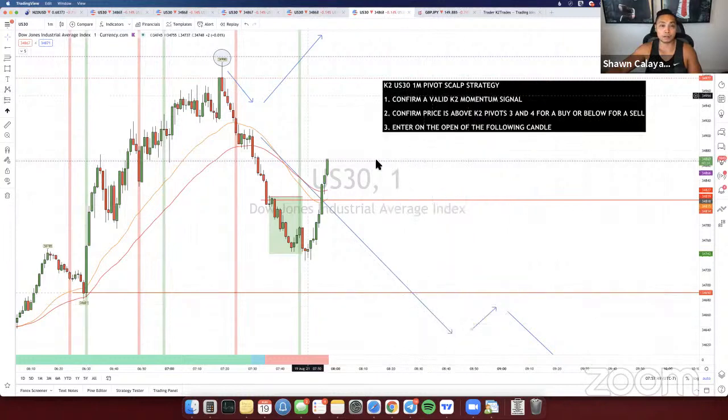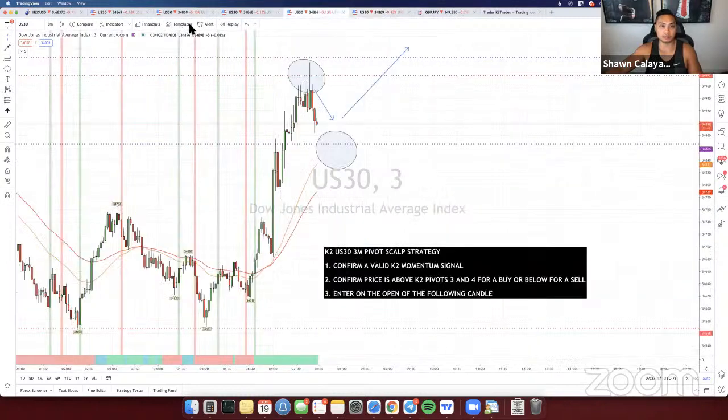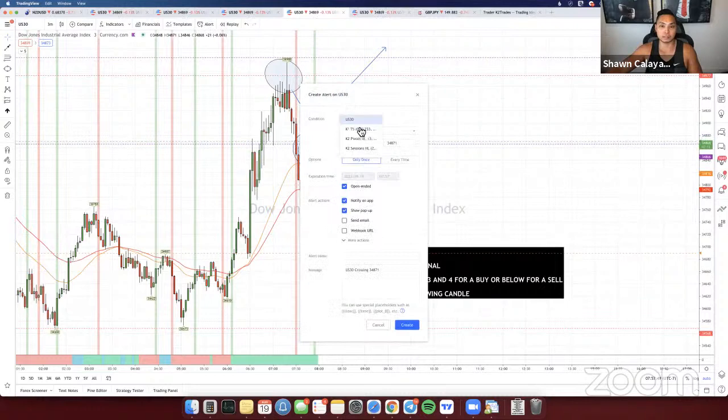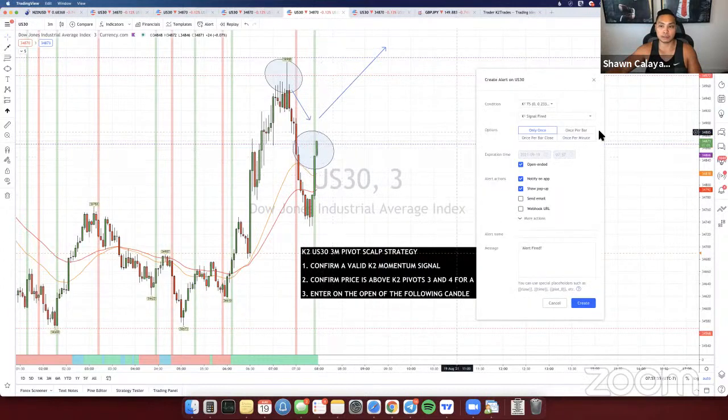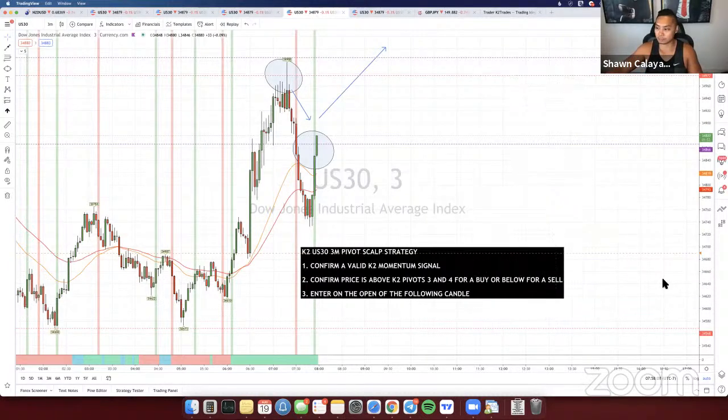And then if you want it on the 3 minute, you just set up another one too. You go to alert, you go to K2TS or K2 momentum, whatever you have it set to. Change this to signal fired. And then if you want it every time it appears, once per bar. If you want it only when it closes, then once per bar close. And then the same thing down here, K2 momentum signal 3 minute. You can do that. So that's pretty much how you would set it up there.